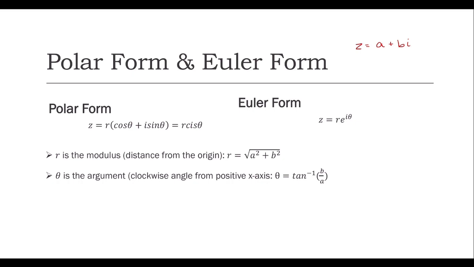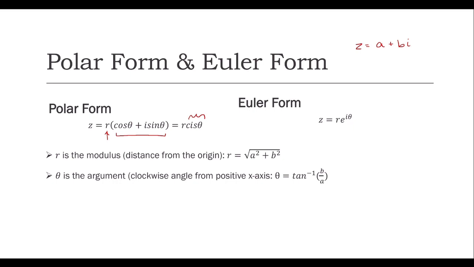So in polar form, z equals your modulus times your cosine of your argument plus i times the sine of your argument, which, cosine theta plus i sine theta, can be rewritten as cis theta. So your polar form is r cis theta.